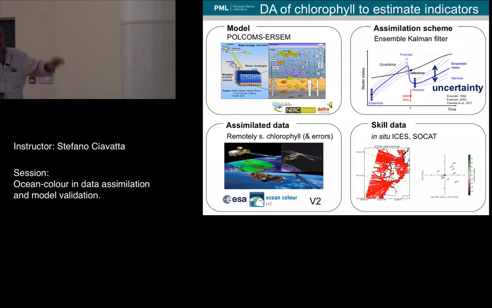So the methods, we have seen all of them. The model is ERSEM coupled with POLCOMS. The assimilation scheme is the ensemble Kalman filter. The data that we have assimilated is the CCI version 2. And we made use of the per-pixel errors of this data to define the uncertainty of the observation, and so to drive the corrections of our model predictions. And we assessed the skill of the output by using in situ data that we found on the web, which are the ICES and SOCAT datasets, SOCAT, APCO2, and ICES, all the other data.